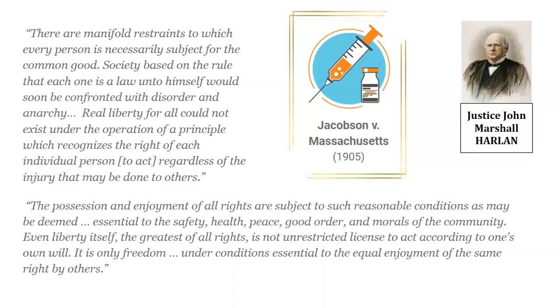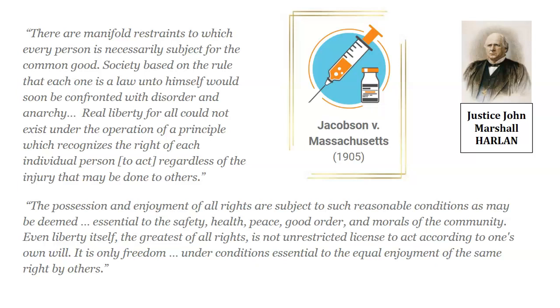I want to read some passages from Jacobson v. Massachusetts, the vaccination case, because the Supreme Court wrote in depth about social contract reasoning in making its decision. This is Justice John Marshall Harlan writing. There are manifold restraints to which every person is necessarily subject for the common good. On any other basis, organized society could not exist with safety to its members. Society based on a rule that each one is a law unto himself would soon be confronted with disorder and anarchy. Real liberty for all could not exist under the operation of a principle which recognizes the right of each individual person to act regardless of the injury that may be done to others.